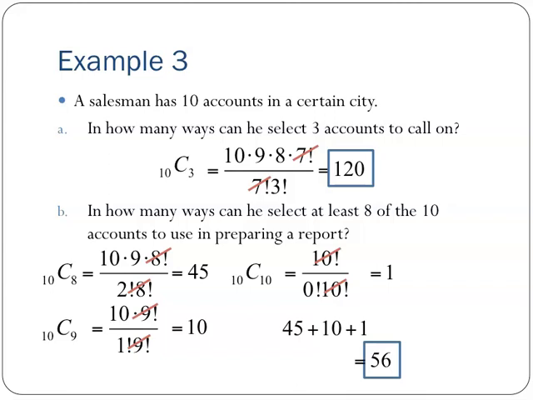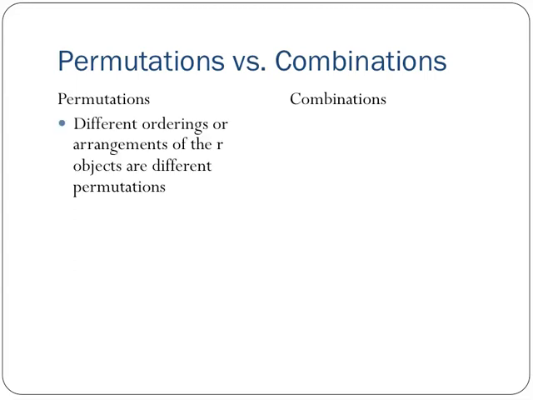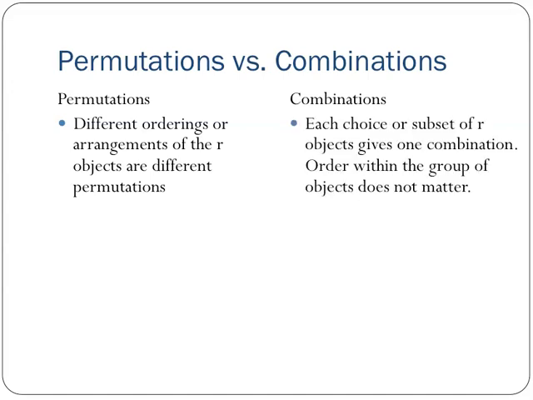Okay, so we've done a lot with combinations, so let's just compare combinations with permutations, which we did last time. So permutations versus combinations. Permutations are different orderings or arrangements of r objects. Combinations, on the other hand, is where each choice or subset of r objects gives one combination. Order within the group of objects does not matter.